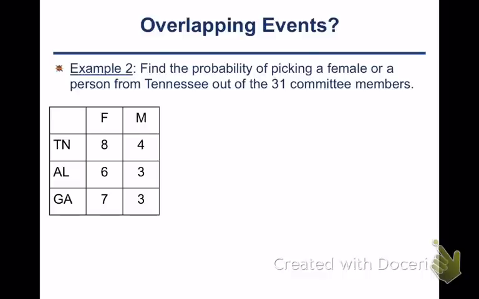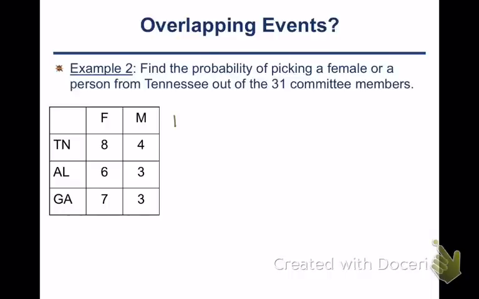All right, so we're going to look at the probability of picking a female or a person from Tennessee. So let's look at the left: Tennessee, Georgia, and Alabama. We want to see, out of 31 committee members, so we have a total of 31. If you were to add up all those numbers, we'd get 31. F is for female, M is for male. Actually, let me make sure we write it out. I think it's out of order.